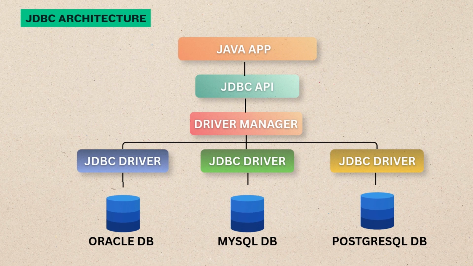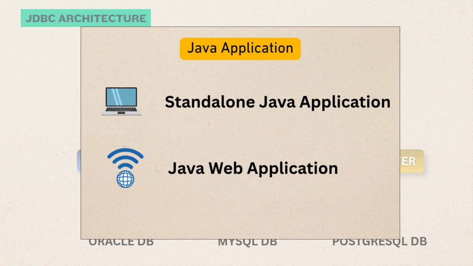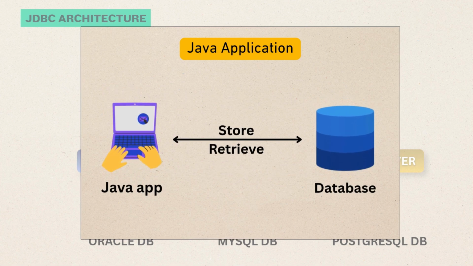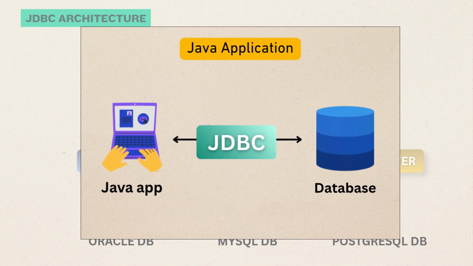This is the JDBC architecture diagram. From this diagram, we will understand the different components involved in the JDBC architecture. Let us start with the first component, which is the Java application. The Java application can be a standalone Java program or a web application. This application needs to store and retrieve data from the database. However, Java cannot directly communicate with the database. That is where JDBC comes into the picture, which provides a standard way for Java applications to interact with databases.